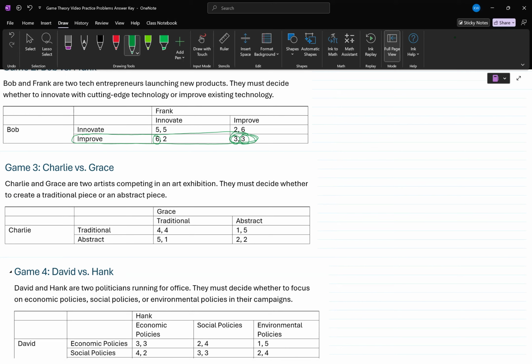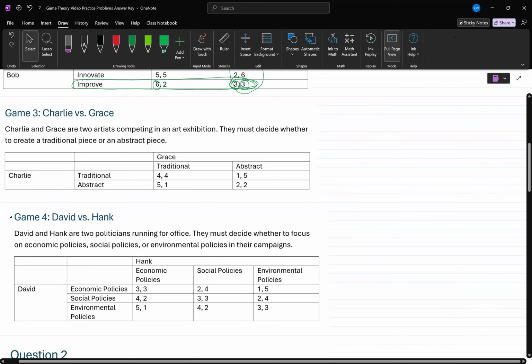And both Frank and Bob have a dominant strategy of improve. Regardless of what Bob does, Frank is going to play improve. And then the same for Bob. Whatever Frank does, Bob will play improve.